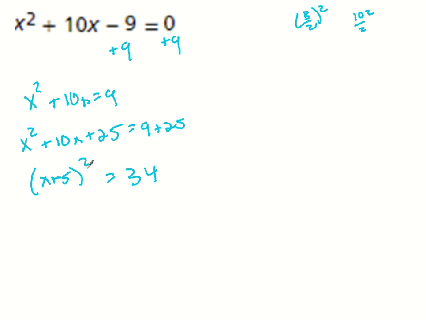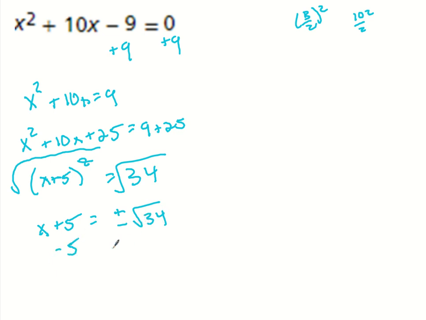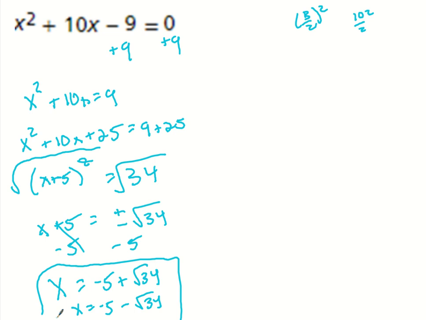So now I have my equation that I can solve, because now I can take the square root of this to cancel out the square, and I can do it on both sides. So really what I have is x plus 5 equals the positive and negative answer for square root of 34. Well, if I subtract 5 from both sides, that gives me a negative 5. So I have x equals negative 5 plus the square root of 34, and I have x equals negative 5 minus the square root of 34. And I'm done. There's nothing else to do here. We're good to go.